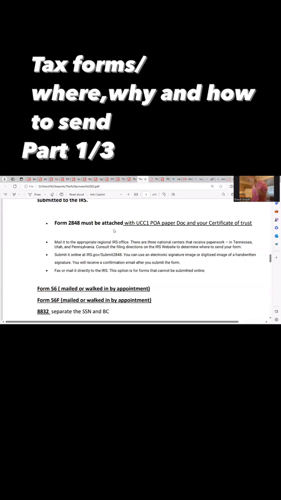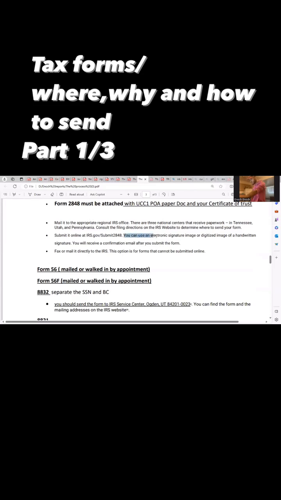You can go ahead and fax this form. You can use an electronic signature, or a digitized image and handwritten signature. You will receive a confirmation email. So it looks like for this form, particularly the power of attorney, you could fax this form.